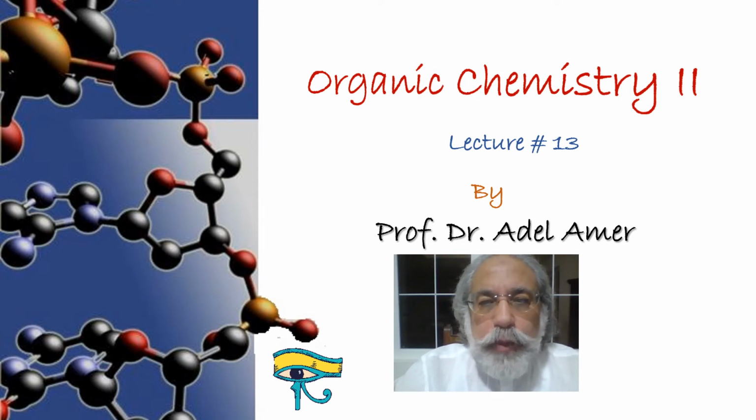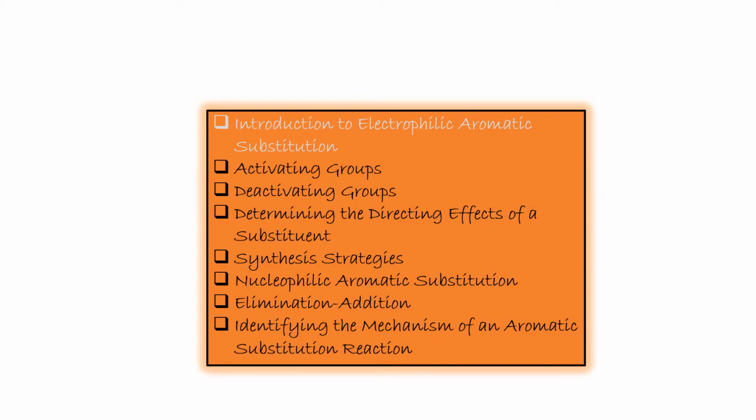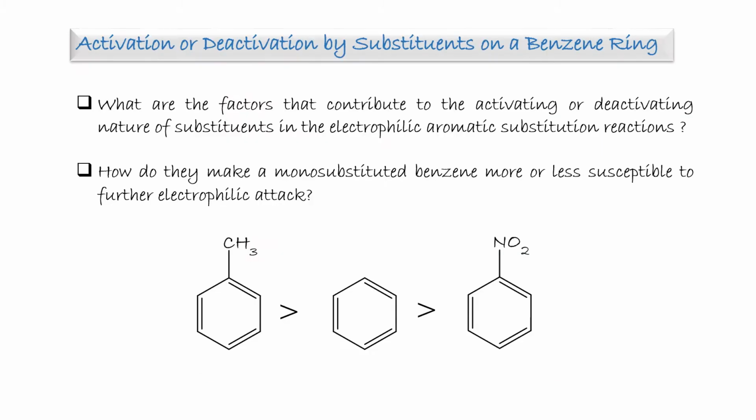Hello everyone, welcome to lecture 13, Organic Chemistry 2. Today we are going to continue on chapter 3, Reactions of Aromatic Compounds. In the previous lecture we talked about Introduction to Electrophilic Aromatic Substitution. Today we will cover Activating Group, Deactivating Group, Determination of the directing effect of a substituent, activation or deactivation by substituents on a benzene ring.